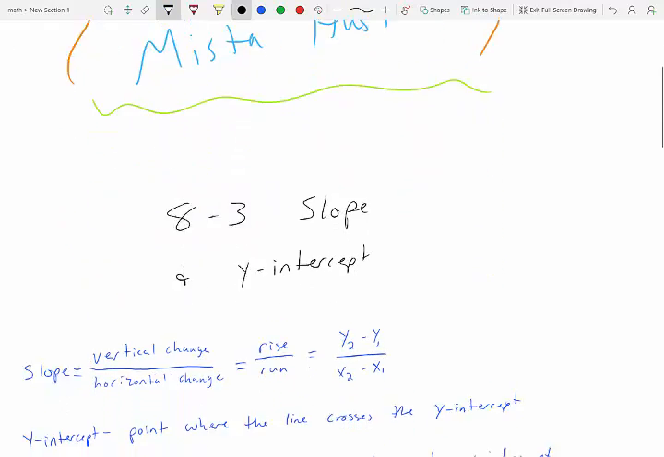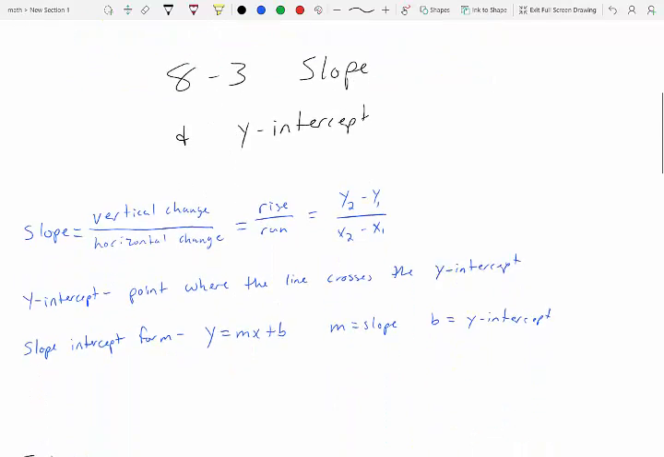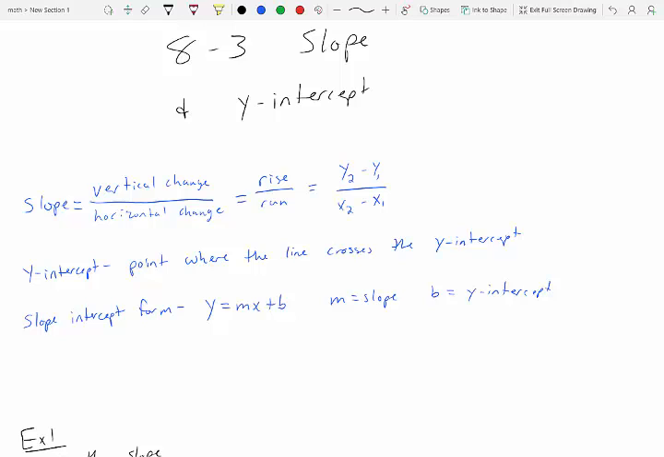Husky. Today we're in section 8-3, slope and y-intercept. 3 new definitions for you. Slope is 3 different ways to think of it. It's vertical change over your horizontal change. It's also your rise over your run. And it's also y2 minus y1 over x2 minus x1. Your y-intercept is the point where the line crosses the y-axis. Your slope-intercept form, it's y equals mx plus b, where m is your slope and b is your y-intercept.